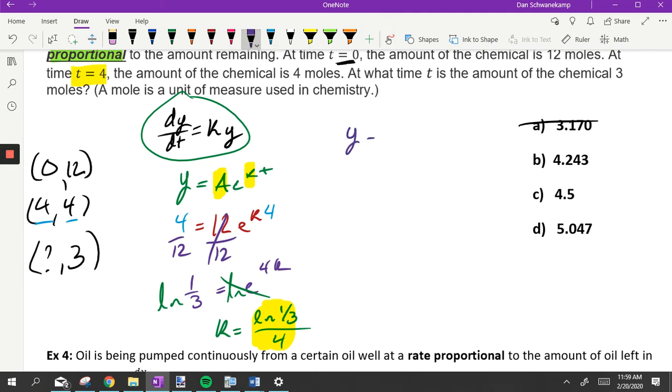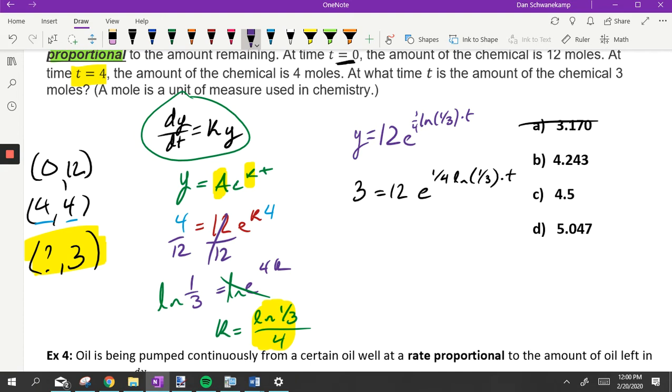So now we've got this formula. y is equal to my A value, which is 12, times e^((natural log of 1/3)/4 times t). You could plug it into your calculator and figure it out. I'm just going to leave it like this because it's probably just as easy to type into my calculator. I want to now find this. I want to know what time it is when the moles are 3. So what am I plugging 3 in for? Am I plugging that in for y or am I plugging that in for t? Plug it in for y. Solve that thing. See what you get.